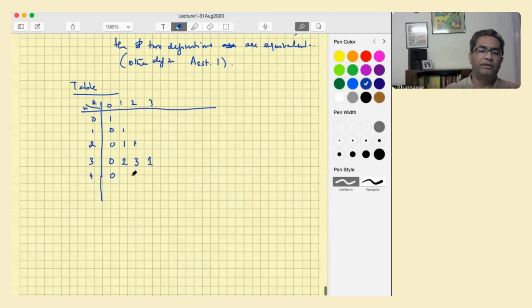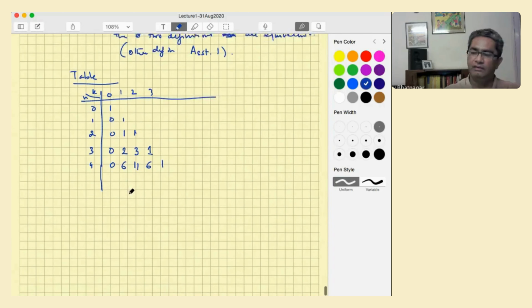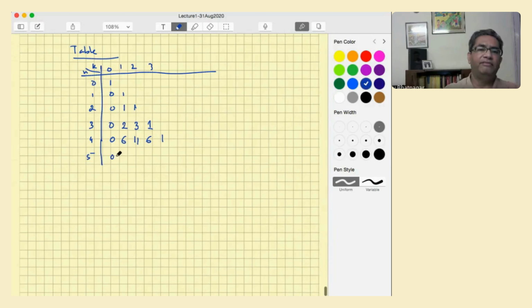4, what do we get? 6, 9 plus 2, 11, 3 plus 3, 6, and 1, 5, this is 24, this is 50, and this is 24 plus this 35, then this is 4 plus this 10, then 1, and so on. I'll just write it down.